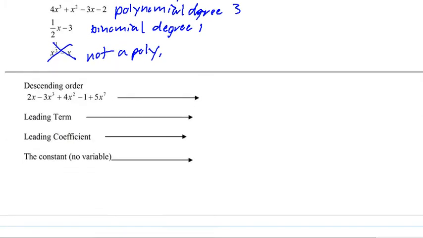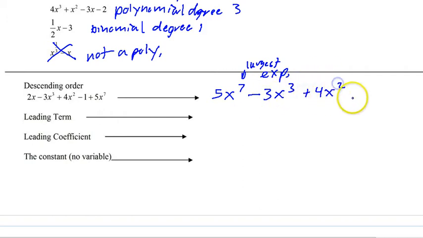Alright, we have some more vocabulary. We have descending order, leading term, leading coefficient, and constant, which means there's no variable. So descending order is just a nice way to write polynomials. And what you want to do is always put the largest exponent first. So the variable with the largest exponent, that goes first. And then you just put it in descending. So minus 3x cubed, move the sign and the number of that variable you have. And then plus 4x squared plus 2x and minus 1.